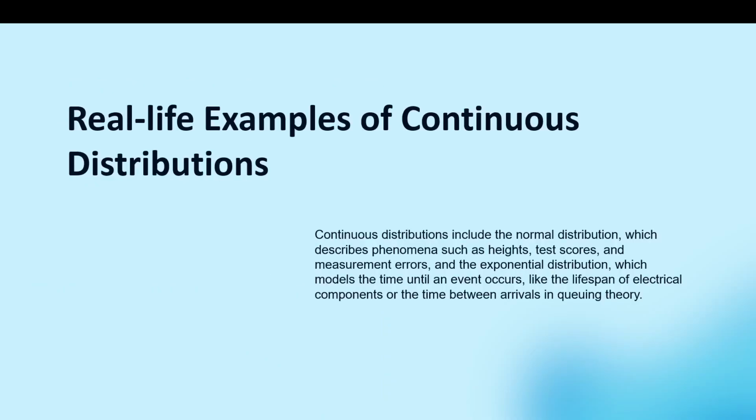Now let's talk about some real-life examples of continuous distributions. I'm going to use the normal distribution. We want to find SAT scores clustered around the mean in a bell curve. Or for the exponential distribution, we can use the time until a light bulb burns out. Just understanding these things helps predict outcomes and manage uncertainty.